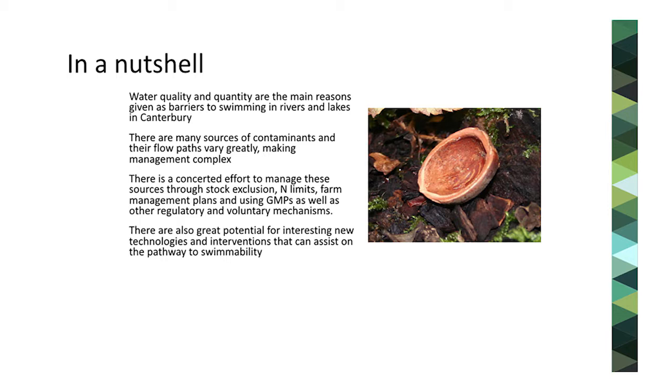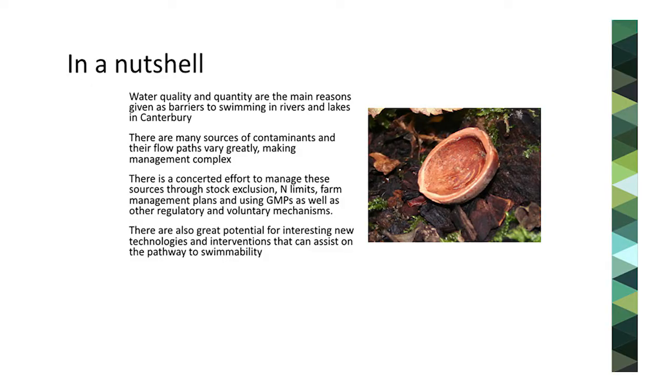So in a nutshell, water quality and water quantity are the main reasons that people have given why they've stopped swimming in Canterbury rivers and lakes. There are many sources of the contaminants that cause these problems, and their flow paths are quite varied, making the management quite complex. There has been and is an ongoing concerted effort to manage these sources through things like stock exclusion, nitrogen limits, farm environment plans, good management practice, as well as a whole bunch of other regulatory and non-regulatory measures towards water quality and water quantity.